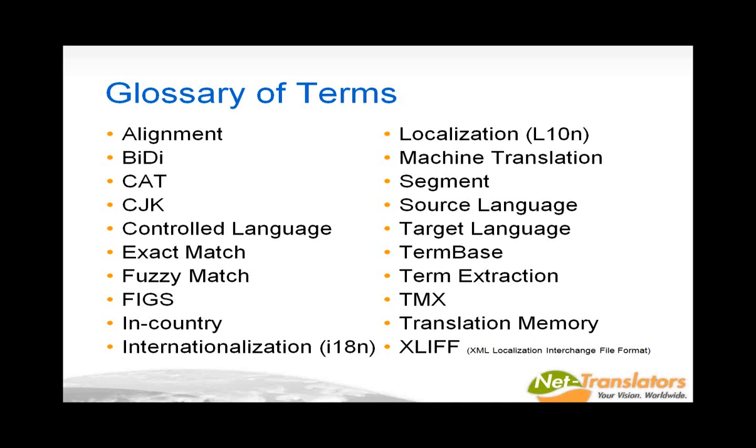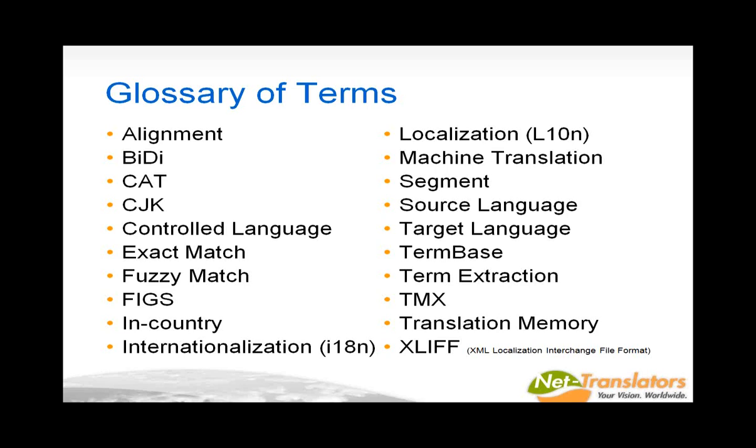CAT tools are used by human translators to support and facilitate the translation process, thus creating reusable translations, increasing efficiency and quality, and helping to speed up the translation process. CJK refers to the 3 main Asian languages, Chinese, Japanese, and Korean. In regards to exact matches and fuzzy matches, we will examine those a little more closely today. FIGS is an abbreviation for French, Italian, German, and Spanish, 4 of the major European languages.